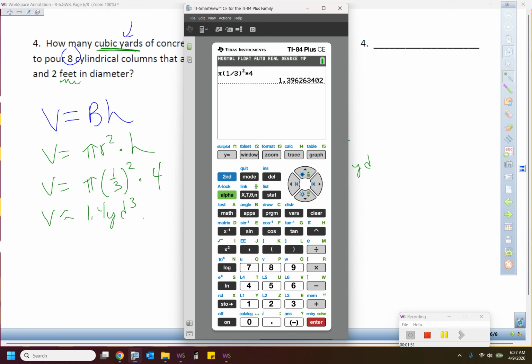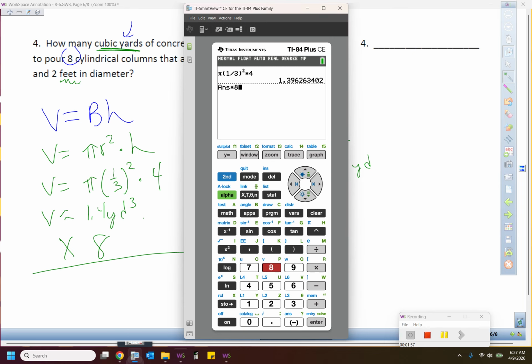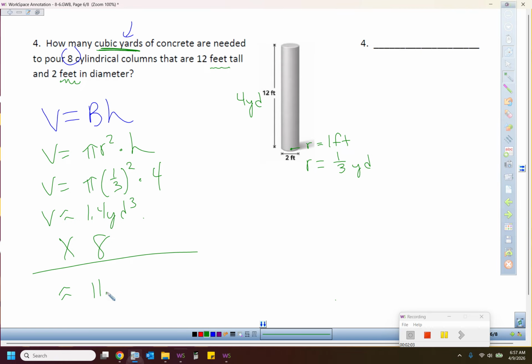But not rounding that off, because there are 8 cylinders that we're going to pour the concrete into. I need to take it times 8. So times 8, and this is the number that we can round, about 11.2 cubic yards. Since we have to order to the nearest half a cubic yard, we will order 11.5 cubic yards. I should have said half a cubic yard, and I'll put a cubed on it instead. So it's just the volume of that cylinder times 8, but we had to change our dimensions into yards.